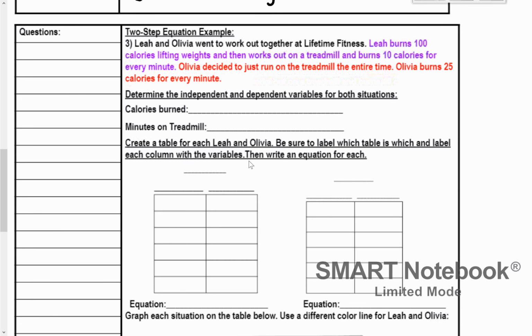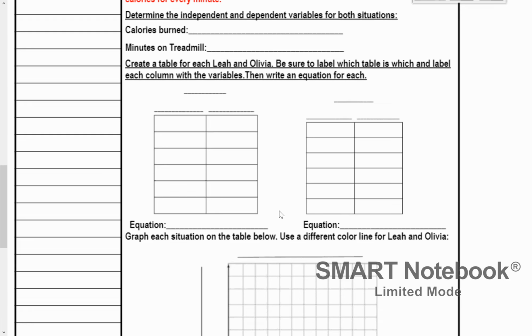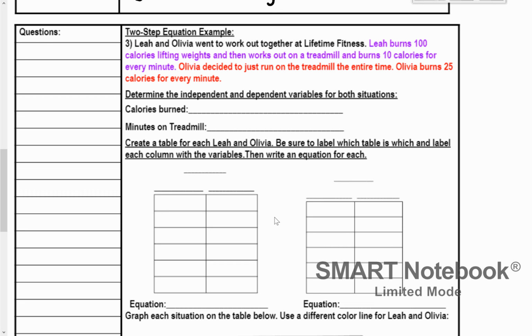This next example is going to be that two-step equation, where we're going to be adding something at the end, and then we're also going to be graphing 2 lines on the same graph. So these are 2 new skills that are going to be in this example. It starts out the same though. We need to determine the independent and dependent variable for both situations, create a table, and write an equation for each person. So let's go through and do that.